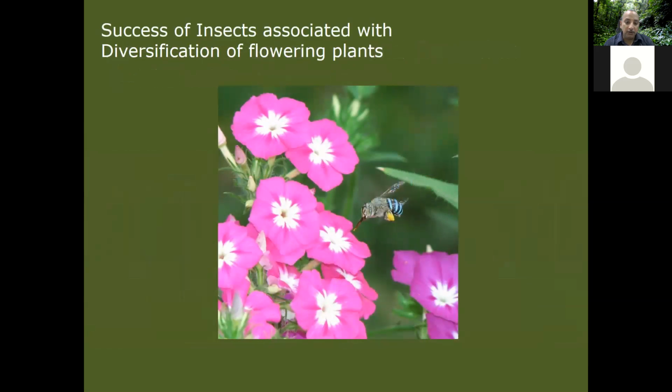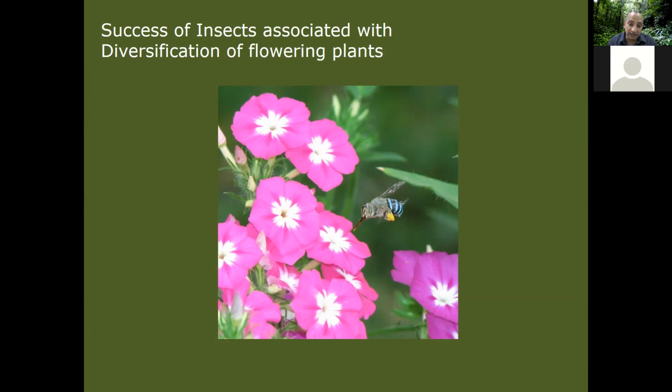So I already told you the success of insects is associated with diversification of flowering plants. So the flowering plants developed several mechanisms to facilitate the diversification of insects. One is what we call the evolutionary arms race. So when the insects were herbivores, and there are several insects that are herbivores, the plants developed several alkaloids and chemicals to prevent insect attack.